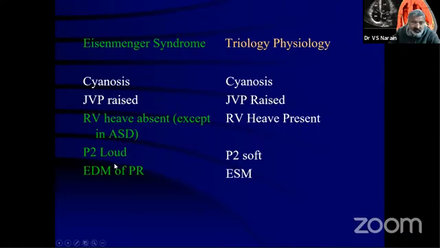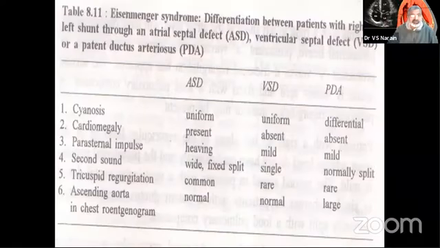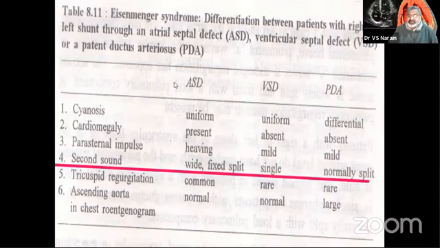In Eisenmenger, you have an early diastolic murmur of PR. Here you will not get a murmur of PR, but an ejection systolic murmur. So it is not difficult to differentiate between tetralogy and Eisenmenger when you have an adolescent given to you in the examination. And it is most simply stated by Dr.